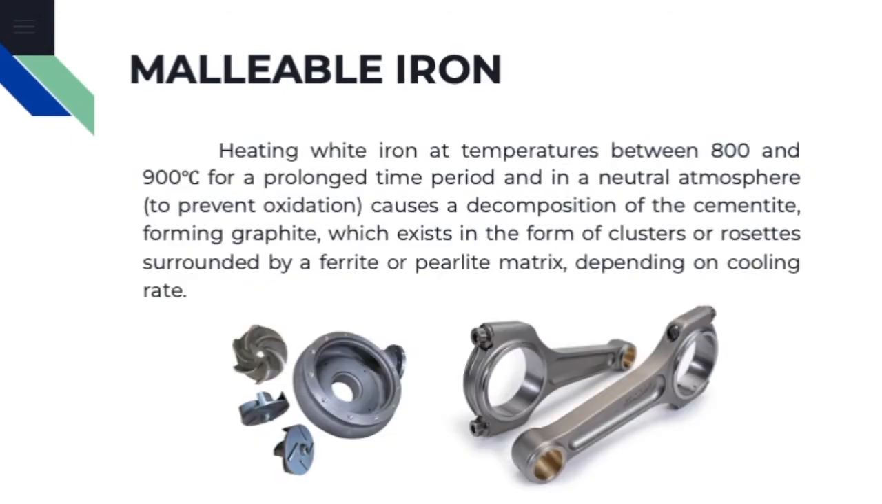Then we have the malleable iron. In the malleable iron, the heating of white iron causes decomposition of the cementite, therefore forming graphite that exists in the form of clusters or rosettes surrounded by a ferrite or pearlite matrix depending on the cooling rate. The heating of the white iron requires temperatures between 800 and 900 degrees Celsius to prevent oxidation. The malleable iron starts out as cast iron, but an annealing heat treatment is applied to the cast iron to make it more workable and increase ductility. However, the malleable iron has much lower carbon content than cast iron. Representative applications include connecting rods, transmission gears, and differential cases for the automotive industry.